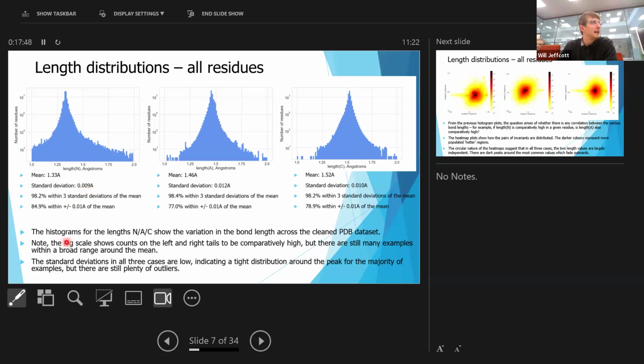But we still see plenty of outlier cases. There's about 98% within three standard deviations of the mean, but there's still 1.8% in this example outside that. Because we have 110 million in total, that constitutes in the order of millions of residues that have non-standard lengths in this case.